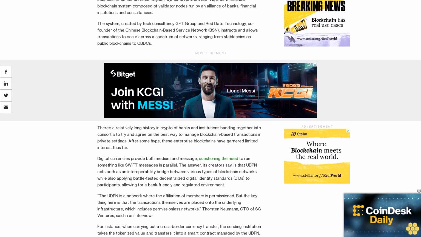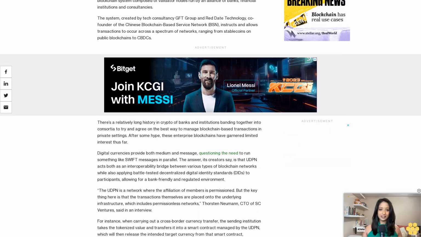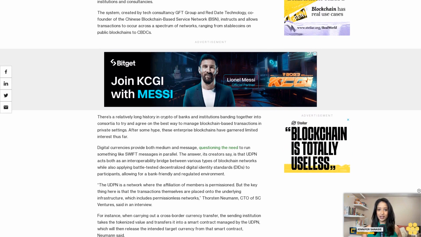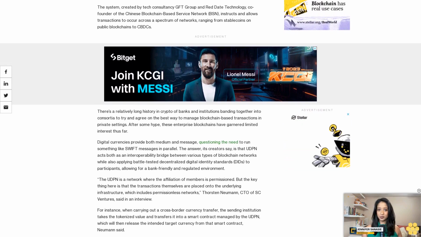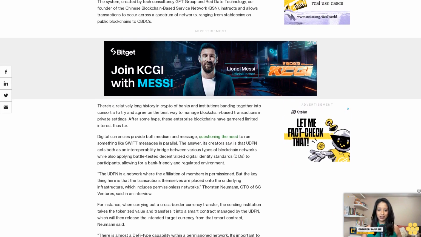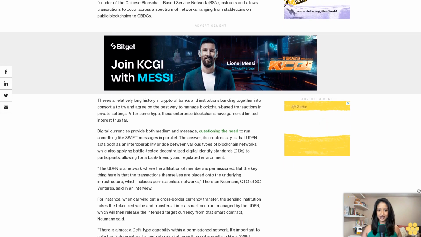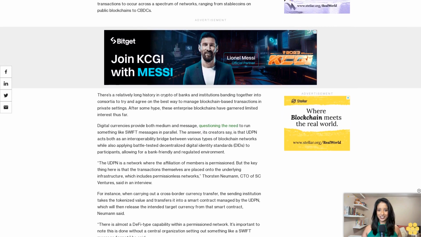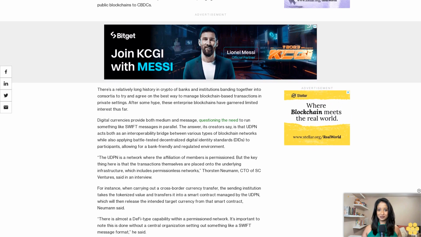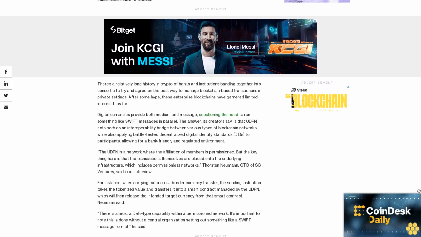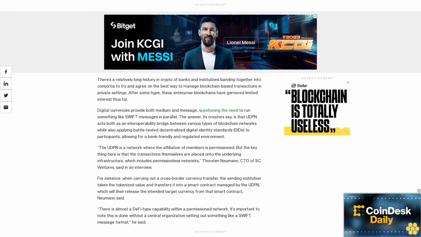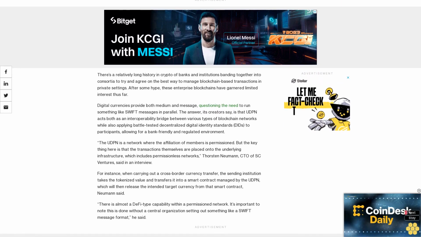For instance, when carrying out a cross-border currency transfer, the sending institution takes the tokenized value and transfers it into a smart contract managed by the UDPN, which will then release the intended target currency from that smart contract, Neumann said. There's almost a DeFi-type capability within a permissioned network. It's important to note this is done without a central organization setting out something like a Swift message format, he said.